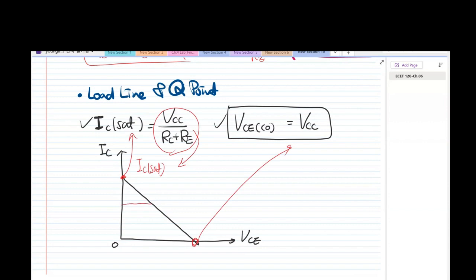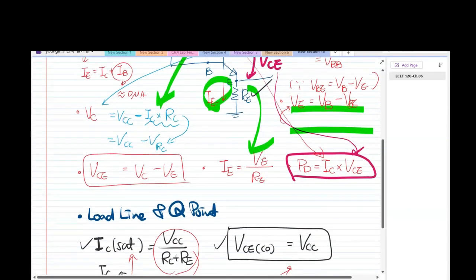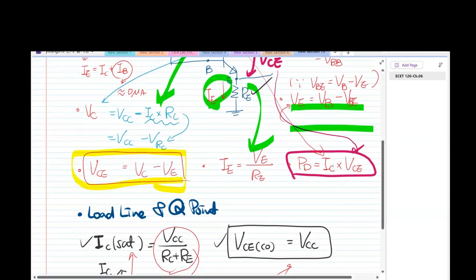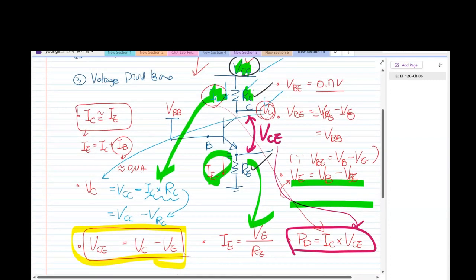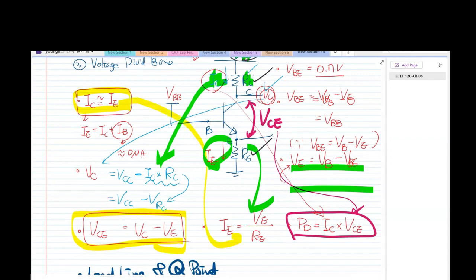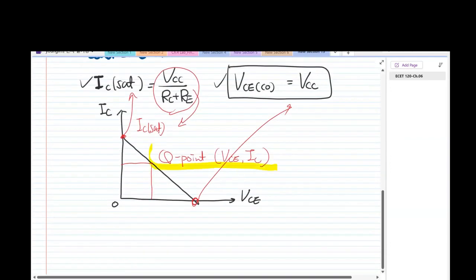And then the Q point, the Q point is what? V sub CE and I sub C. We can calculate it from here. Okay, this is the V sub CE and I sub C. So after we find the I sub E, we can find it like this one. Okay, so that was the Q point here.